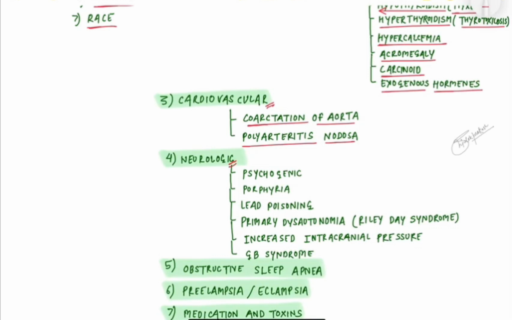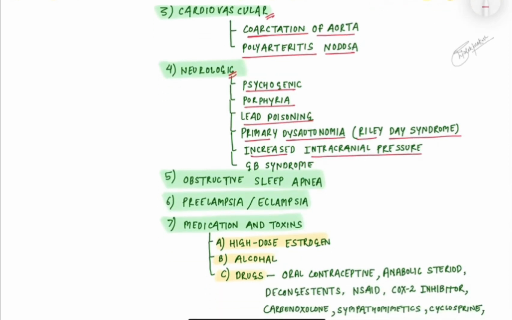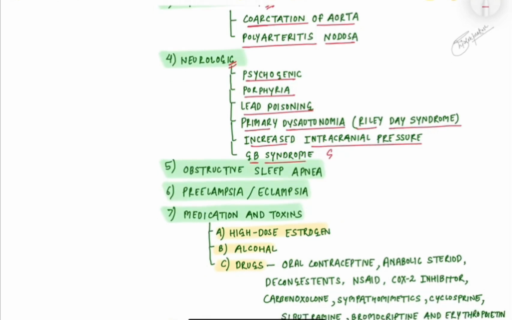Neurologic causes: psychogenic, porphyria, lead poisoning, primary dysautonomia or Riley-Day syndrome, which means dysfunction of the autonomic system, sympathetic and parasympathetic dysfunction. Increased intracranial pressure or Guillain-Barré syndrome, in which the immune system attacks the nerves.